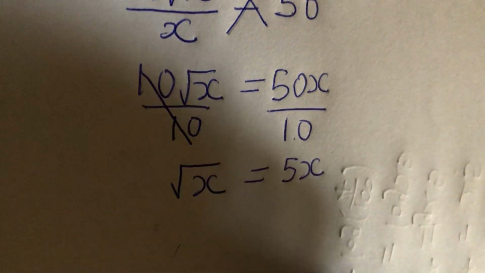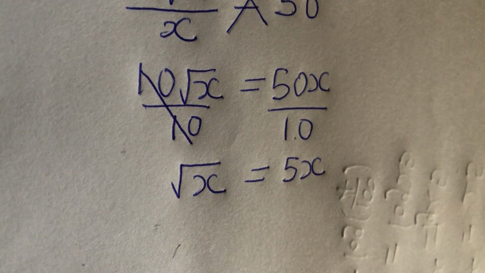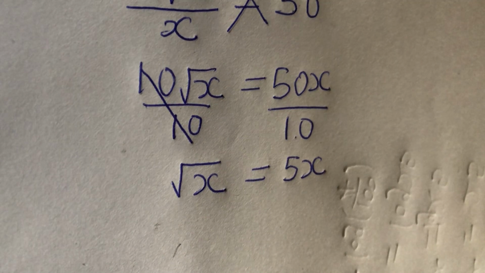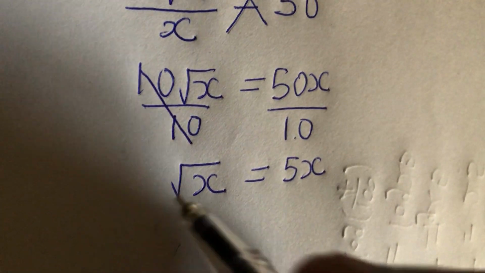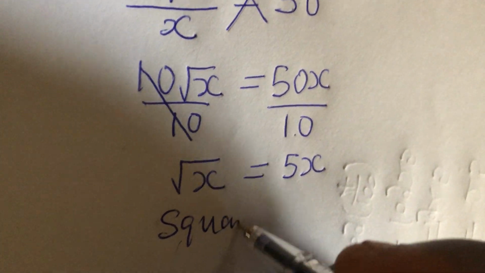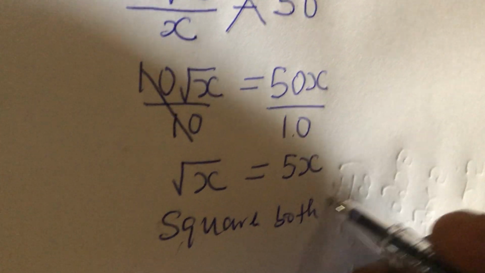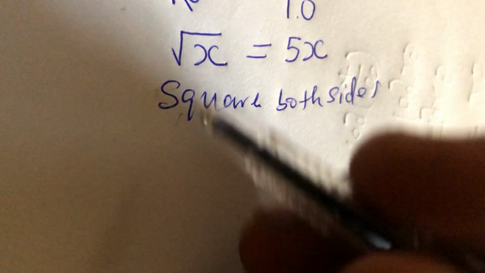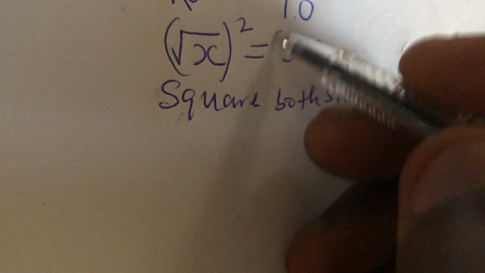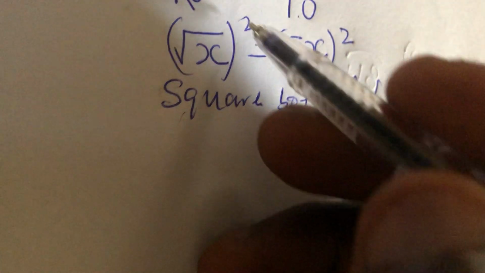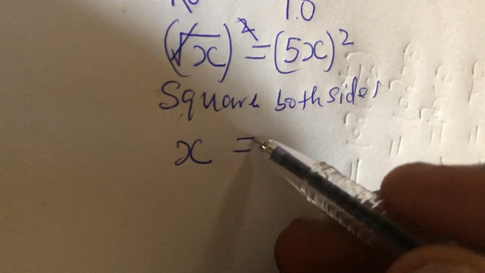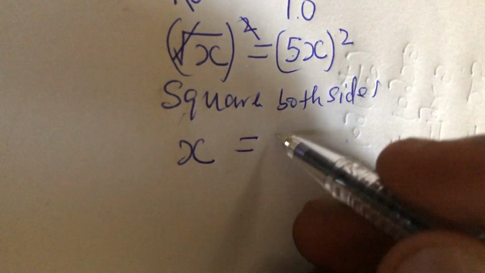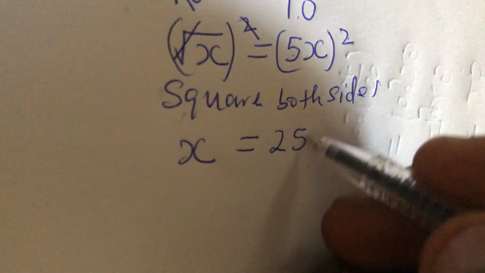We can take the square of both sides, because in order to eliminate our square root, we have to square both sides. So let us square both sides. By squaring both sides, we square this side, we equally square this side. The square and square root cancel, so we are left with x is equal to 5 squared, which is 25, x squared.